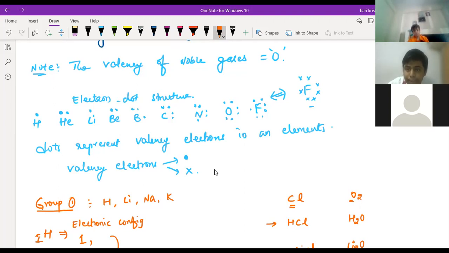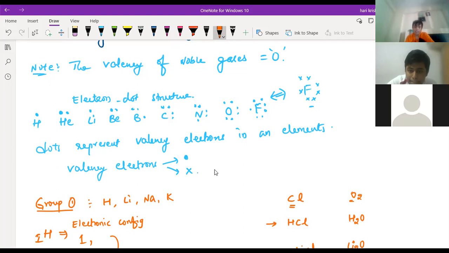Some noble gases, like xenon and radon, will form compounds with oxygen and fluorine. These two will form compounds only with oxygen and fluorine, because oxygen and fluorine are the most electronegative elements. I will explain that in higher classes. But mostly, noble gases will not combine with any other elements.